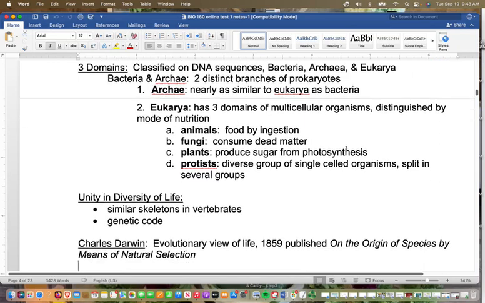The unity we see, some examples would be the genetic code. It's the same used by everybody. There's a few exceptions in there where they will have slight modifications, but otherwise the genetic code is nearly universal. We also see similar skeletons in vertebrates. So if you look at the number of bones in the spine in a vertebrate, it's 24 for everybody. Whether you're a giraffe, whether you're a human, whether you are a turkey, 24 of them.